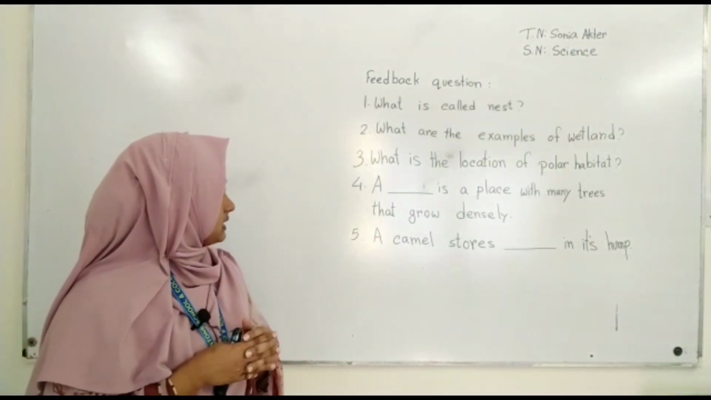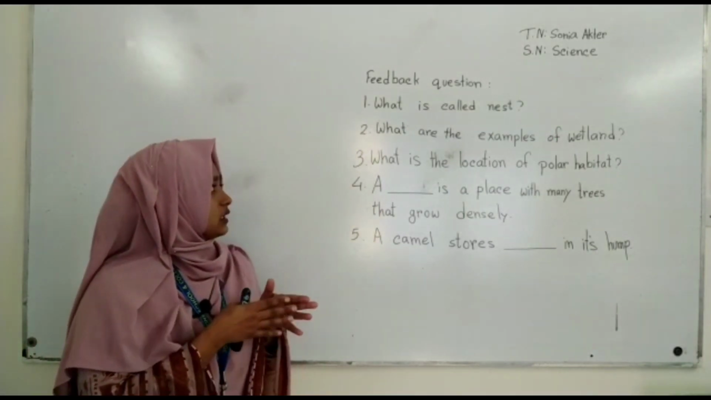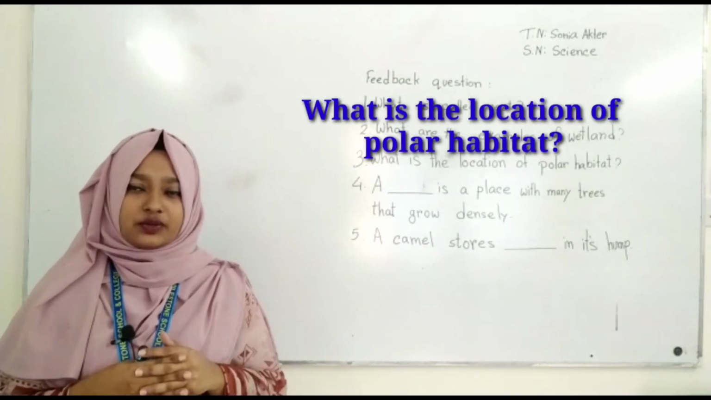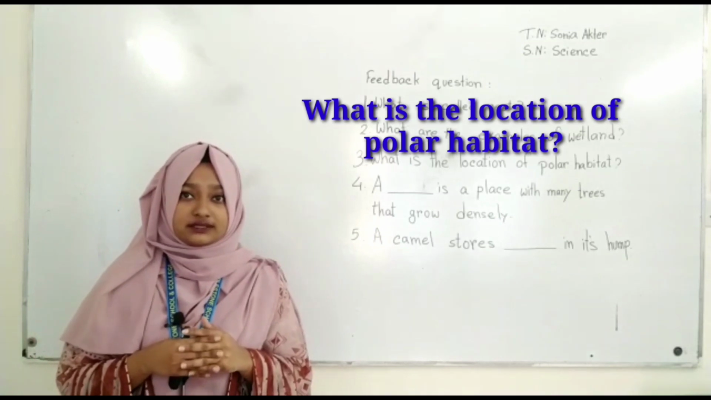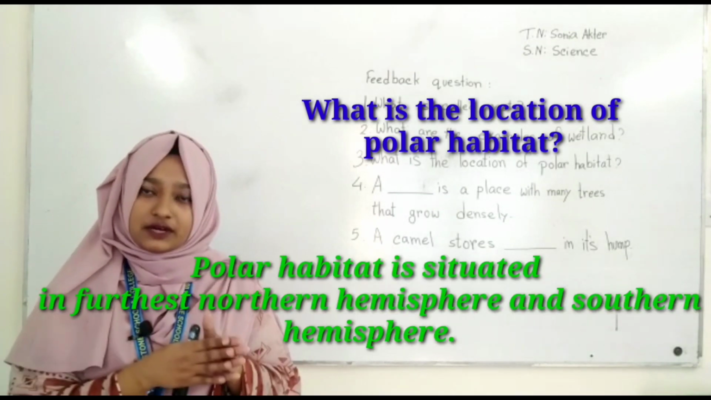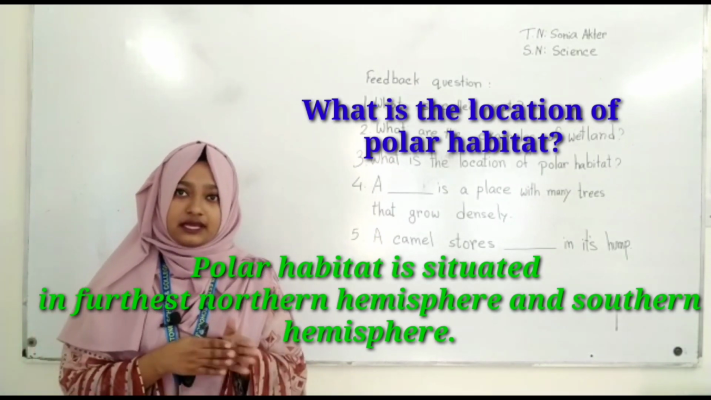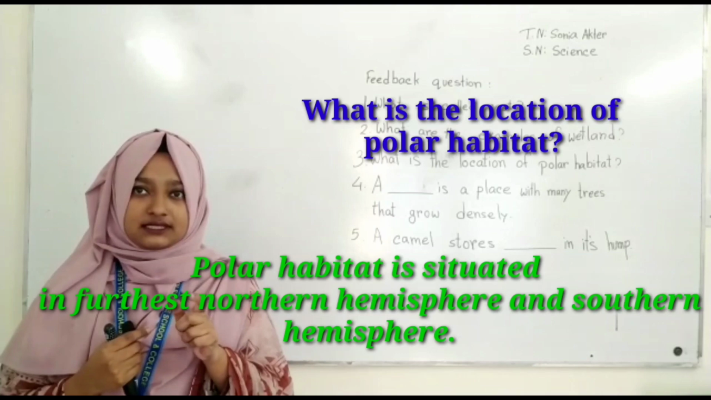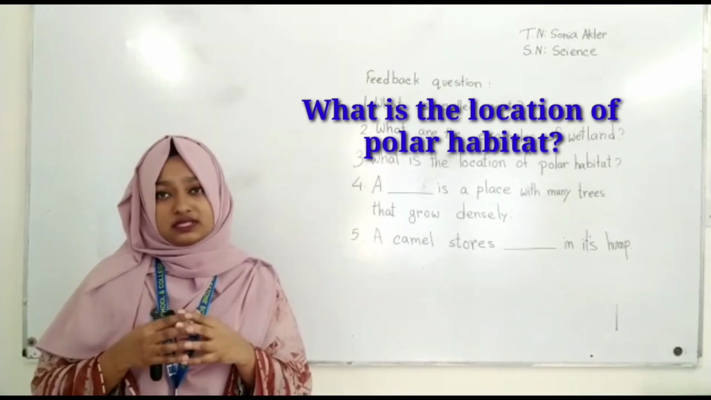The third question is, what is the location of polar habitat? Means, where is the polar habitat situated? The polar habitat is situated in the farthest northern hemisphere and southern hemisphere. If you do not write that word farthest, then you are going to lose some marks.